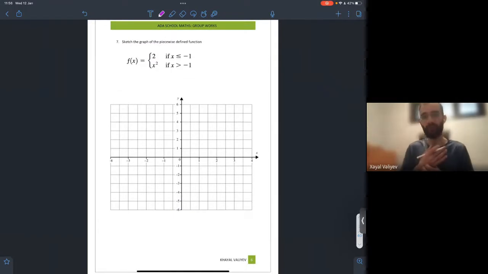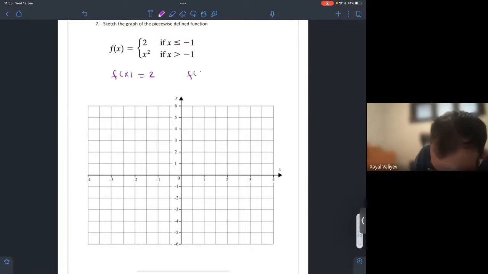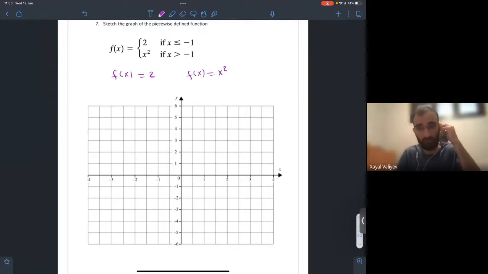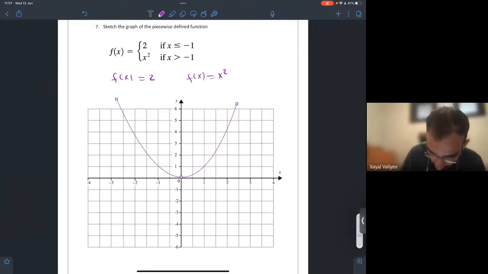For the piecewise function, it's a bit different because a piecewise function has two different equations depending on the input. The first one is f of x equals 2. The other one is f of x equals x squared. My suggestion is to always learn the general graphs. I added quick notes for the finals: we have a table of graphs, for example x cubed and x squared. You need to know that the graph of x squared, roughly speaking, is something like that. Everybody knows that this is the graph of x squared.